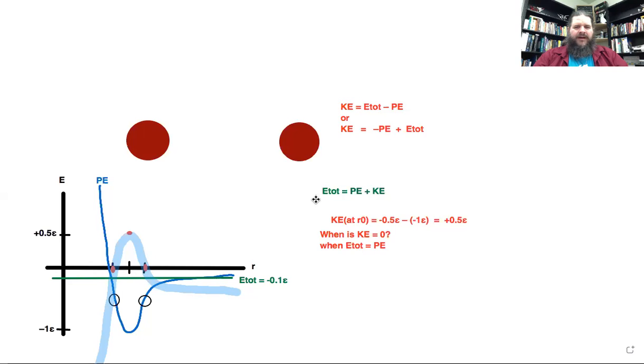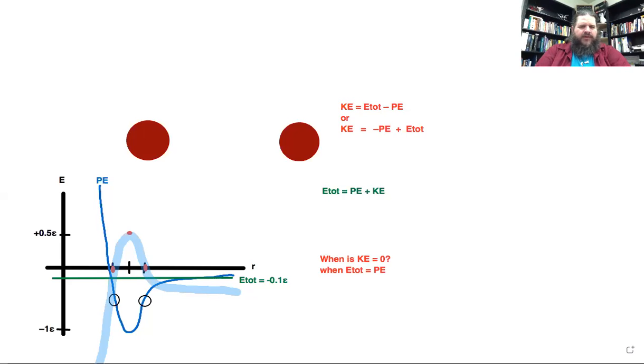Yeah, it should be 0.9. If we go back to the idea that when the total energy is negative 0.1 epsilon, then the difference between that total energy and the lowest potential energy, negative 1 epsilon, would be positive 0.9 epsilon when we subtract those. So the highest kinetic energy is going to be positive 0.9 epsilon. So that'll be somewhere more up here.